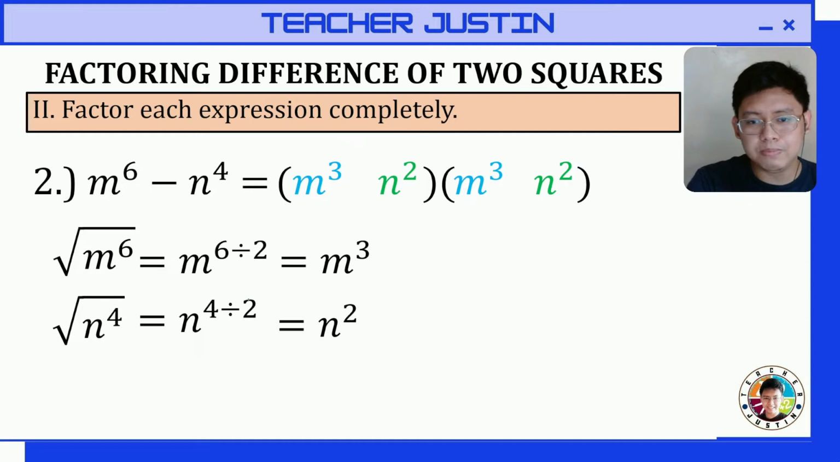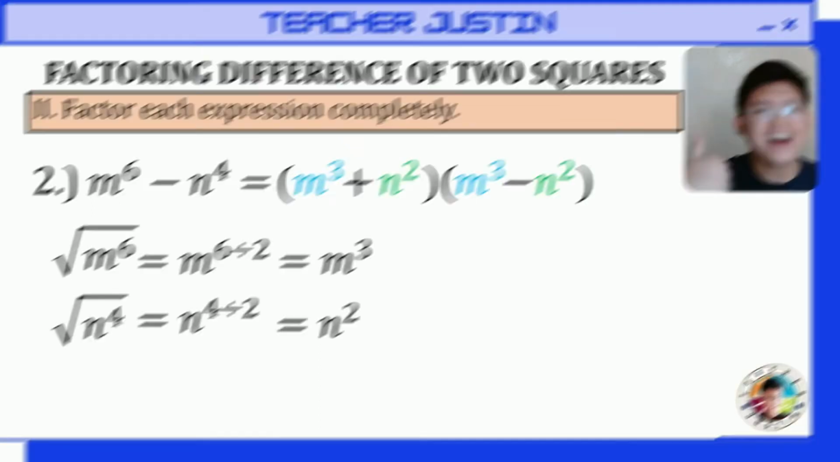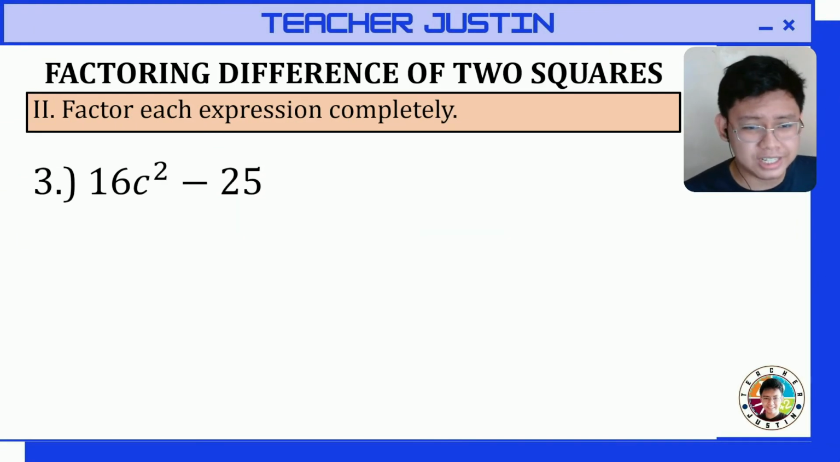And our last step is placing the addition symbol sa first group and subtraction symbol sa second group. And that's it. That will be our factor of this binomial. M raised to 6 minus n raised to 4 will be equal to the quantity m cubed plus n squared times the quantity m cubed minus n squared. Tada! Alright.